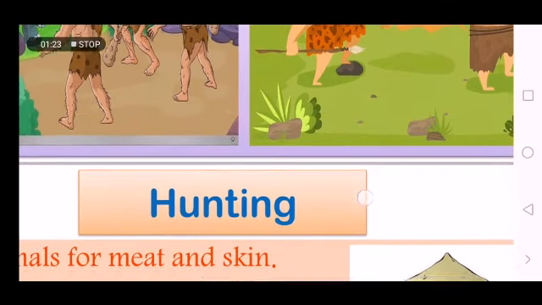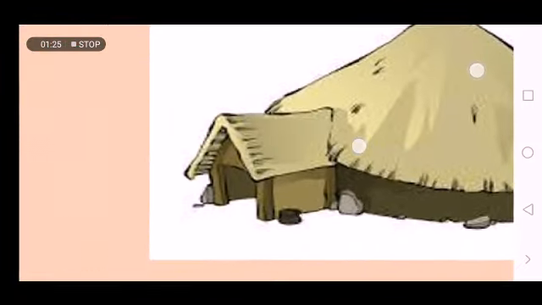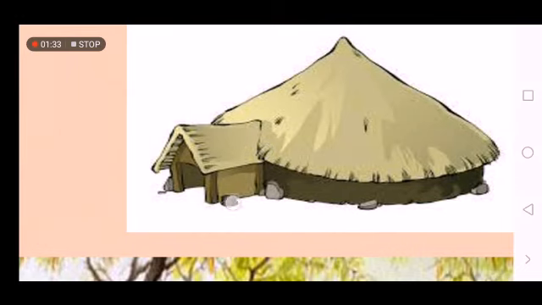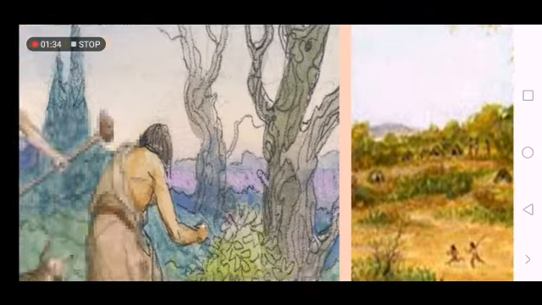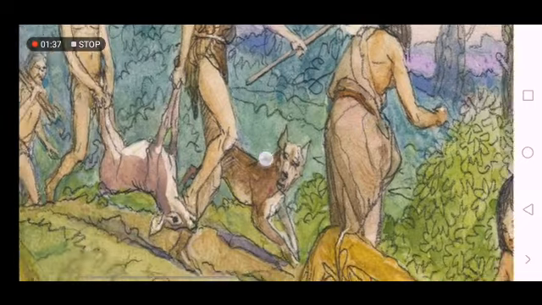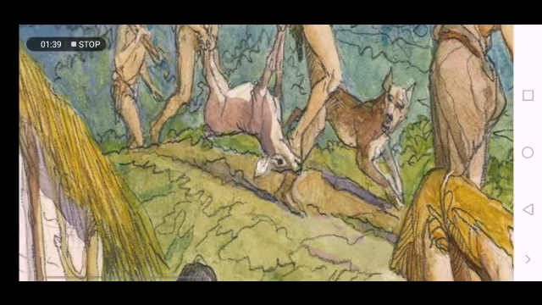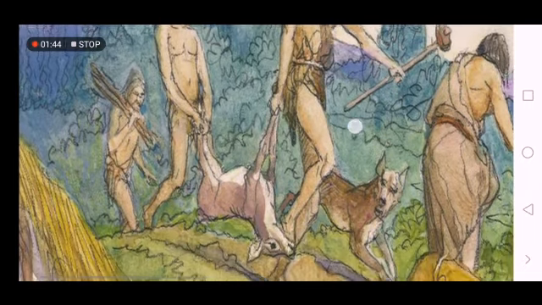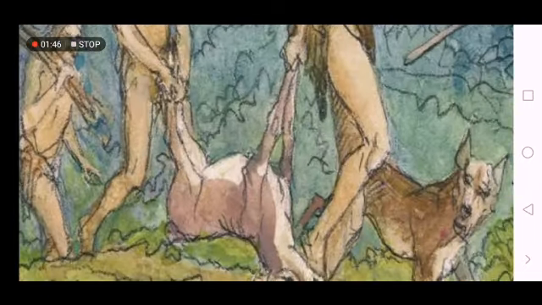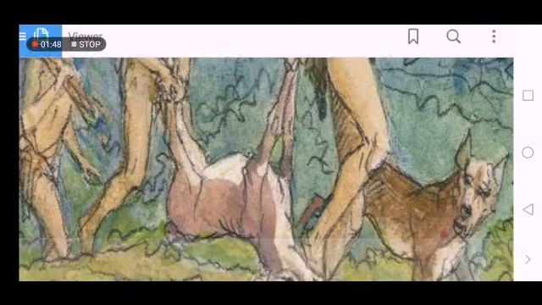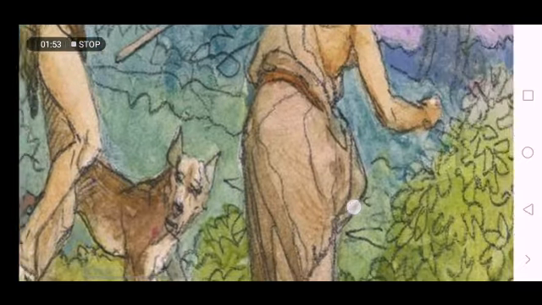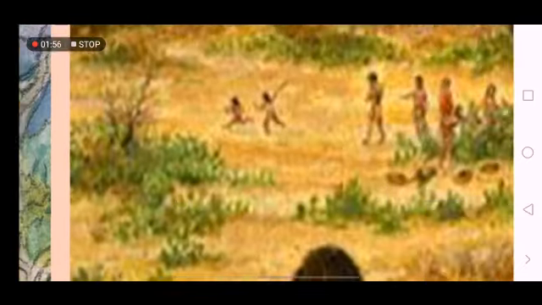So they lived in tents like this, made from the animals' skin. As the human beings were hunting all the time, killing the animals for their meat to eat and for their skin to make clothes to wear. As you see here, you can see an animal killed for its skin or for its meat, and you can see the place where they used to live in.